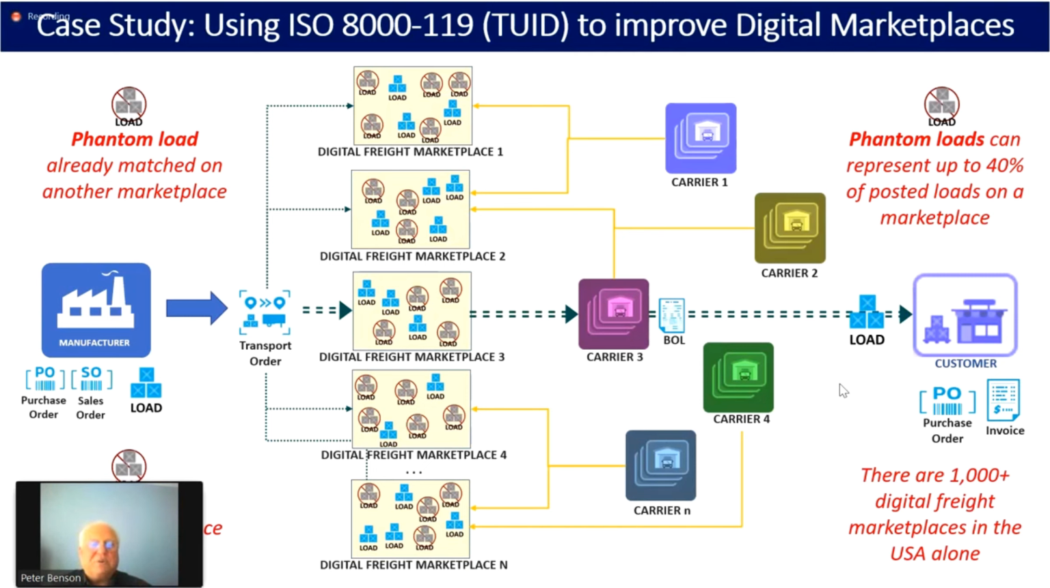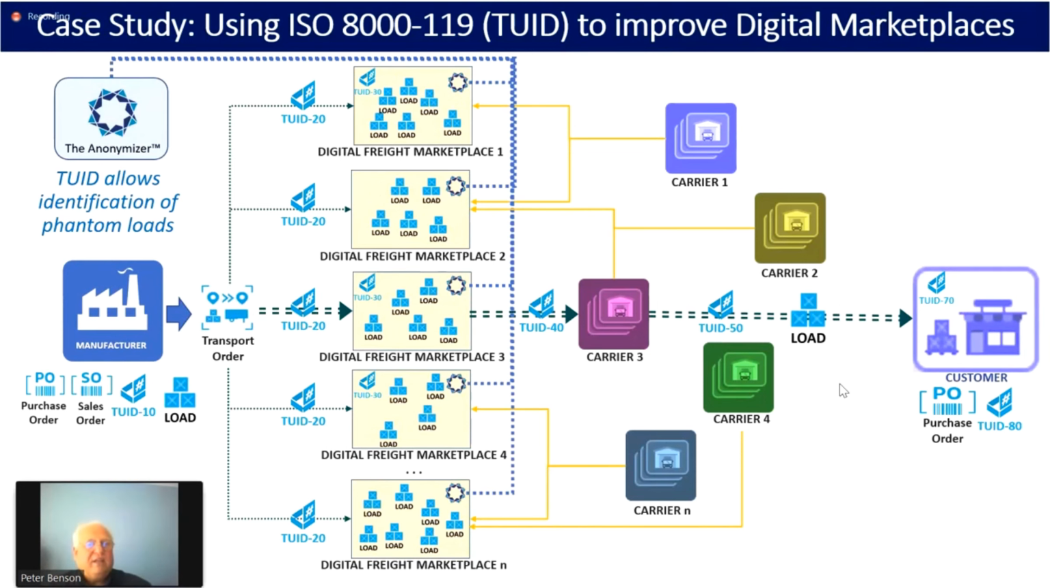Well, that's the TUID. That's what it was designed to do. So what happens is, the manufacturer or the shipper, when they send this load or the information about this load, they attach a TUID. Right? Now, what's interesting about the TUID is that there are products like the DFM data atomizer that can easily look at all these marketplaces and strip out phantom loads.